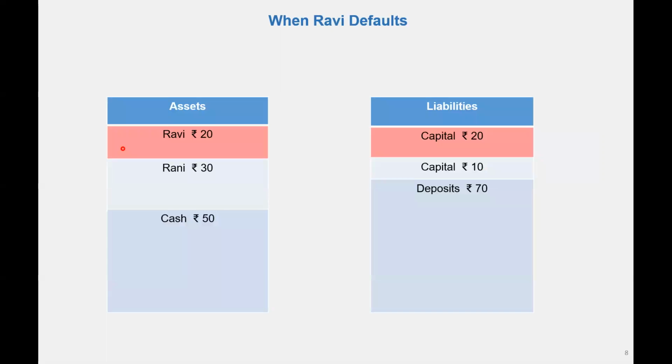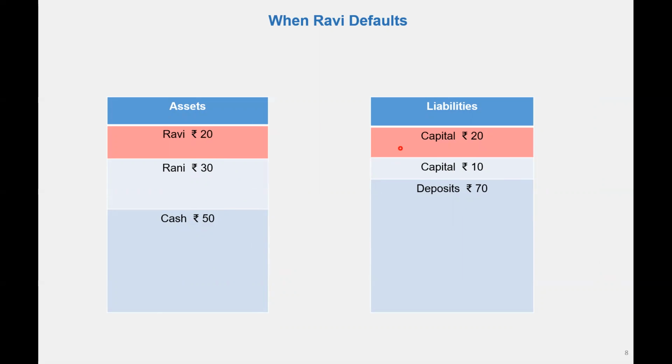So let's see. Suppose, for example, Rabi says next month that I'm going to default. I can't pay on the credit. So now, in the uses, if 20 rupees has gone, what is the remaining money they have now? 50 rupees as cash plus 30 rupees as loan, so a total of 80 rupees is available with them. But out of that 80 rupees, 70 rupees is the villagers' money. So what happened? 10 rupees remained.